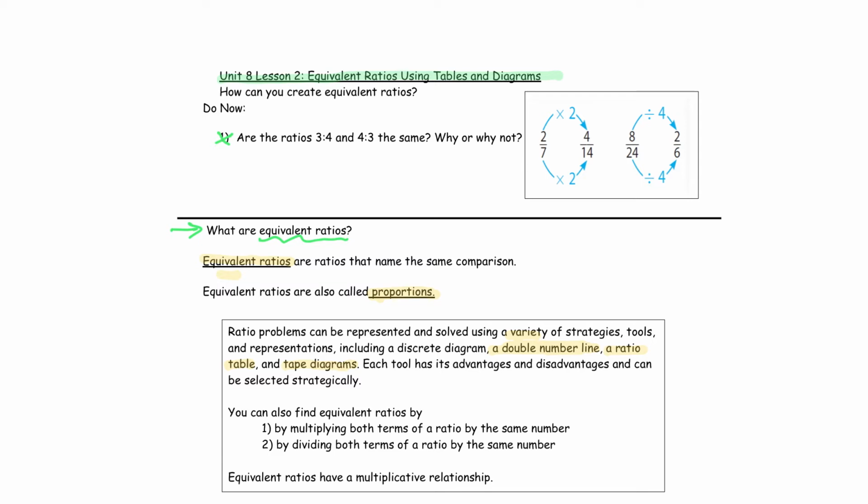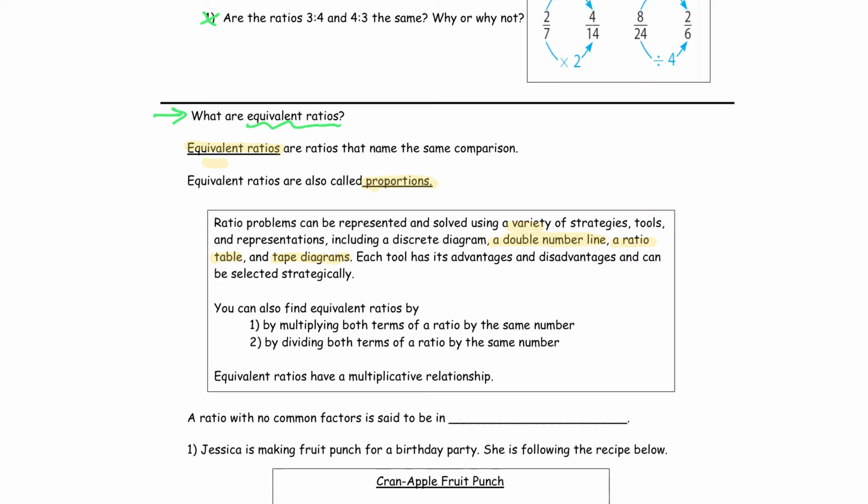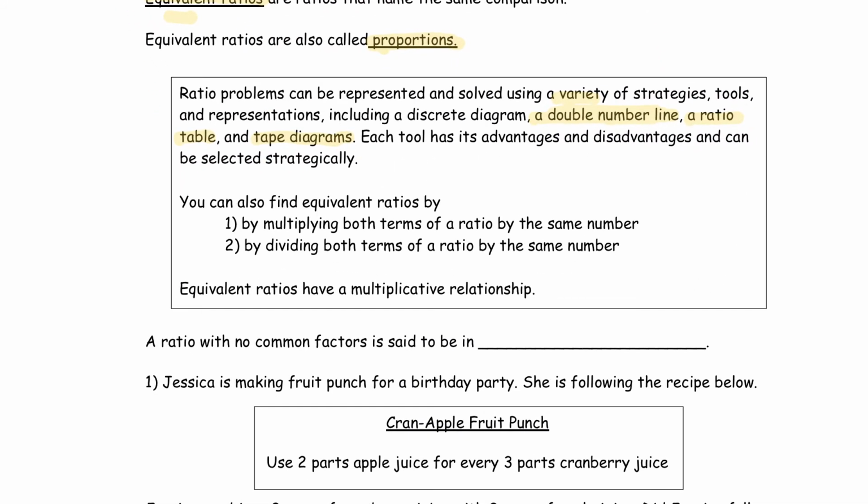Let's continue. You can also find equivalent ratios by multiplying both terms of a ratio by the same number, so the numerator and denominator by the same number. Remember, does it sound familiar? Whatever you do to the top, you have to do to the bottom. And number two, you can also find equivalent ratios by dividing both terms of a ratio by the same number. Equivalent ratios have a multiplicative relationship.